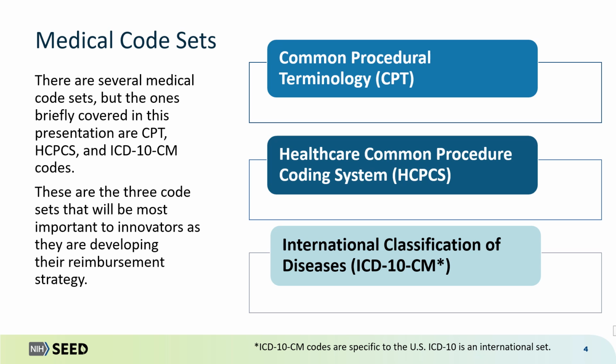are the CPT codes, the HCPCS codes, or the Healthcare Common Procedural Coding System codes, and the ICD-10 CM codes, or the International Classification of Disease codes. These three code sets will likely be most important to innovators as they are developing their reimbursement strategy.